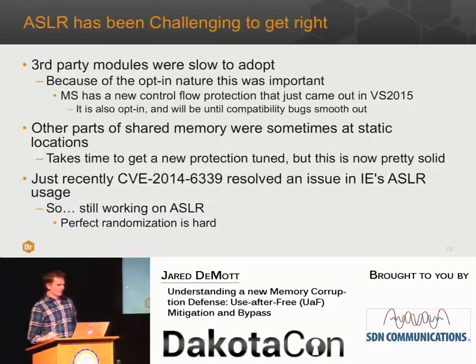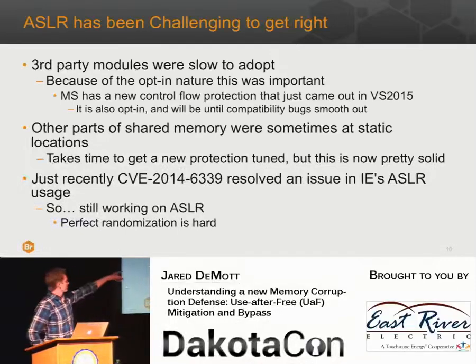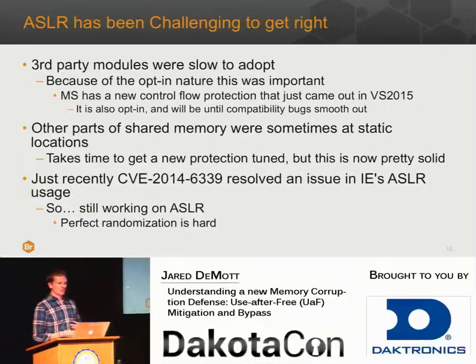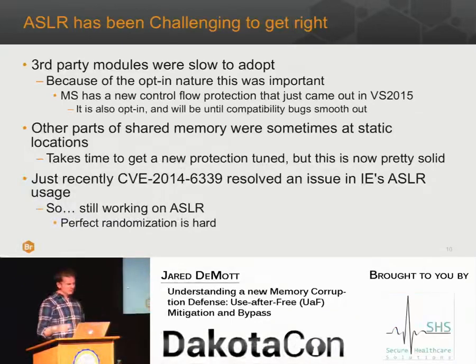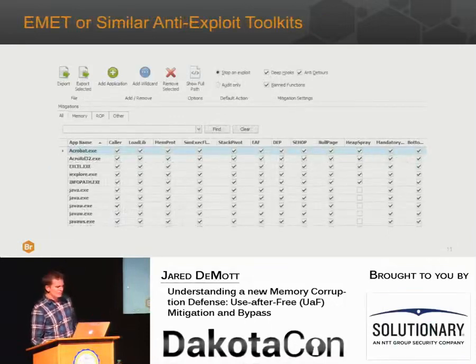There were other problems with ASLR. There were other parts of shared memory that were known, even if all the DLLs opted in. And even recently, if you look carefully at some of the CVEs that have been coming out this last year, some of them will say things like, resolved an issue with ASLR and IE, and that's all it'll say, right? It won't go into much detail if you look at the Microsoft Bulletin or something. But it's clear that even now that's still challenging, but it's getting better.